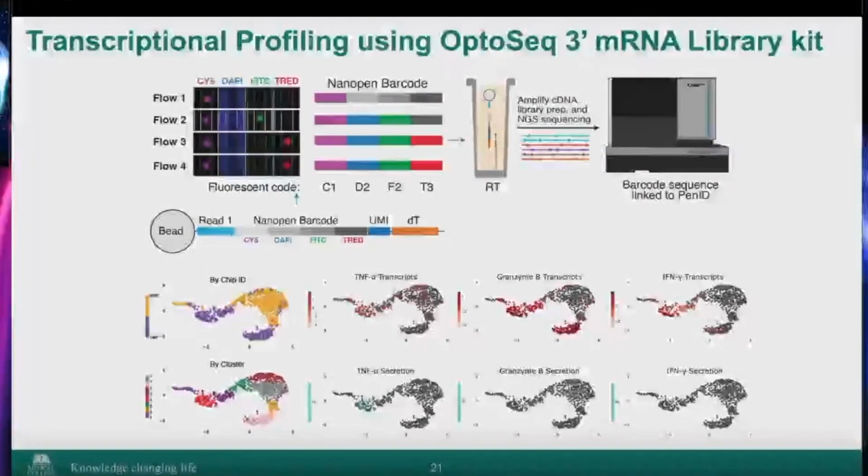And so after characterizing the different cytokines that were being produced, we then utilized this OptoSeq 3' messenger RNA library kit in order to look at the transcriptional signature of these CAR T cells versus the T cells activated with BiTEs. This workflow is very unique in that you can flow in different fluorescent probes that bind to this nanopen barcode region on the oligo that's bound to the bead that you add into each pen. It gives you a fluorescent signal that you can then link to your nucleotide signal after sequencing and determine the exact pen that the transcriptional signature correlates with.